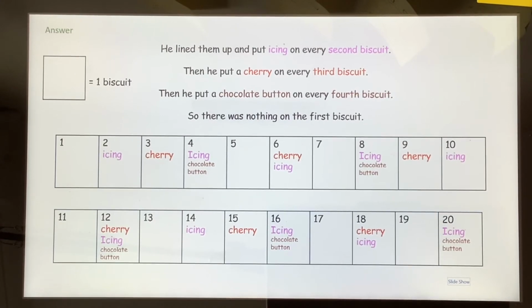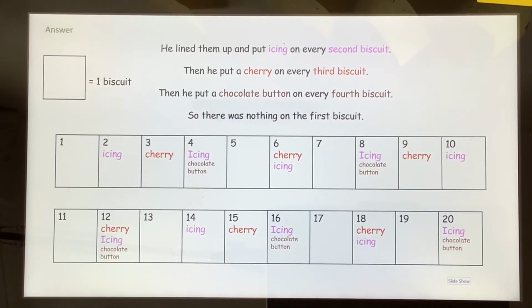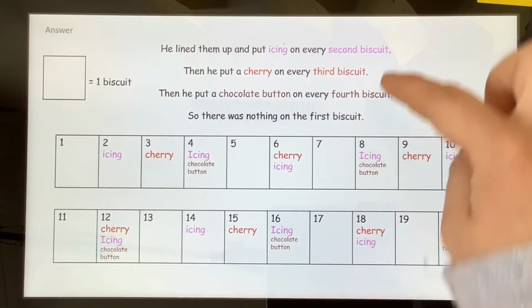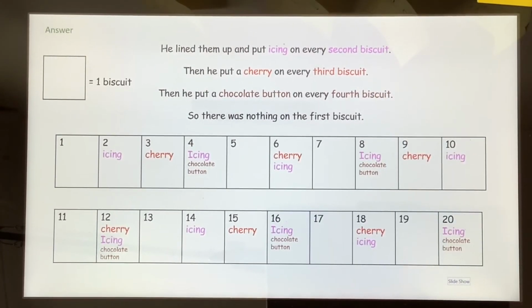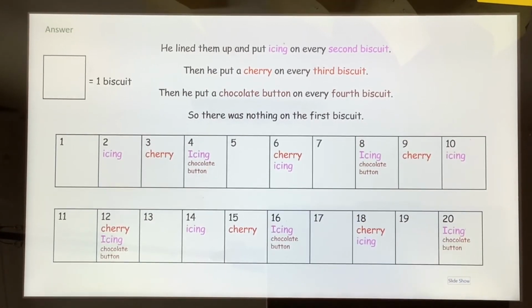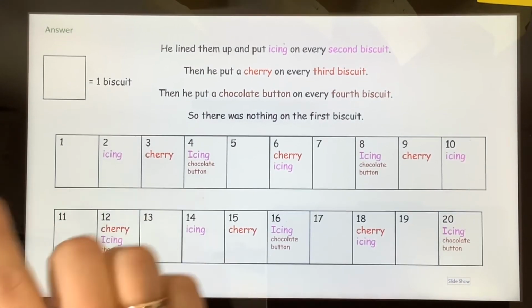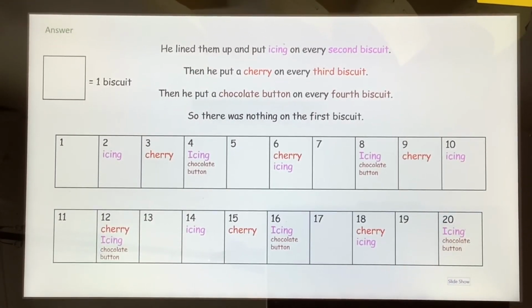So hopefully you've paused the video and had a think. Now let's go through the answer. Well, the answer to why this one is the only one that has all 3 is because it is in the 2, 3 and 4 times table. 2 times 6 is 12 and 3 times 4 is 12, and that means that it's on the second, third and fourth biscuit. Well, why is it the only one? Well, that is because it's the only number from 0 to 20 that is in the 2, 3 and 4 times table.